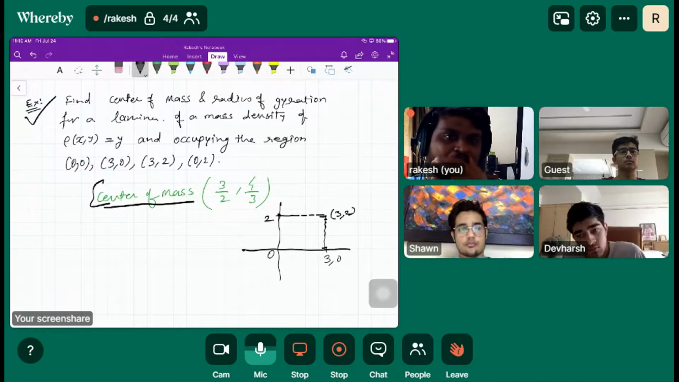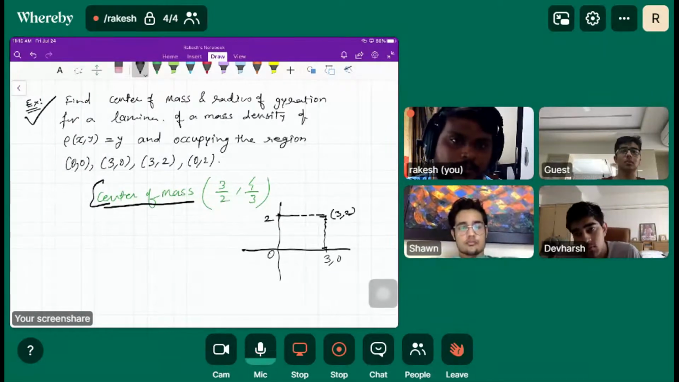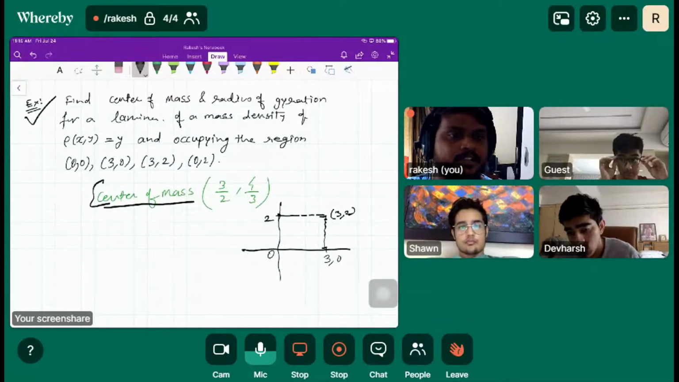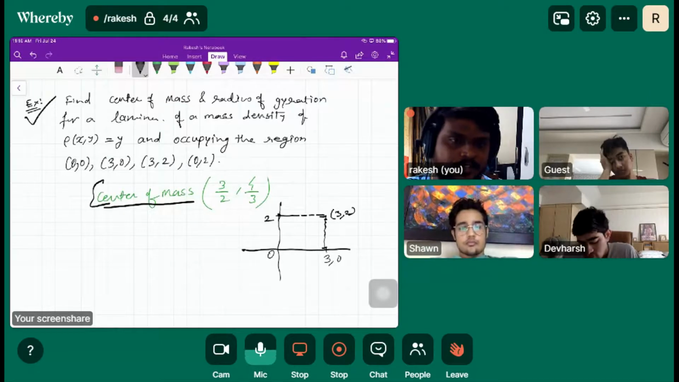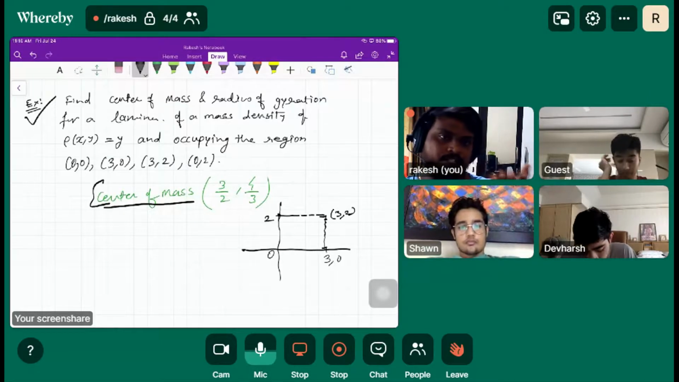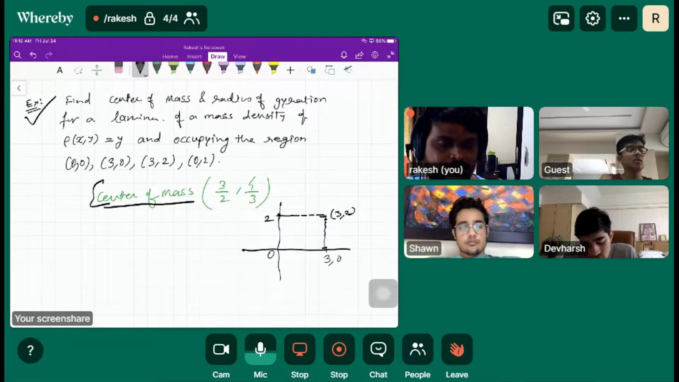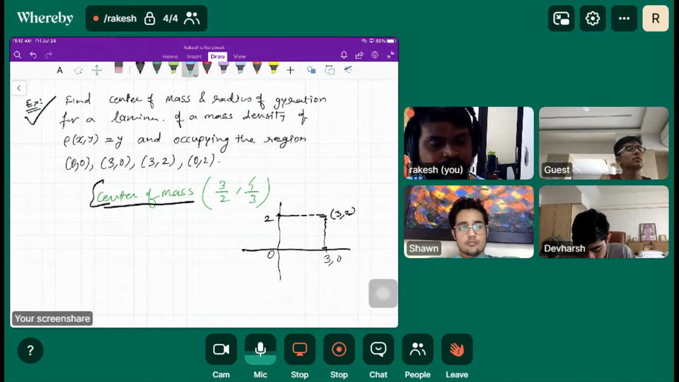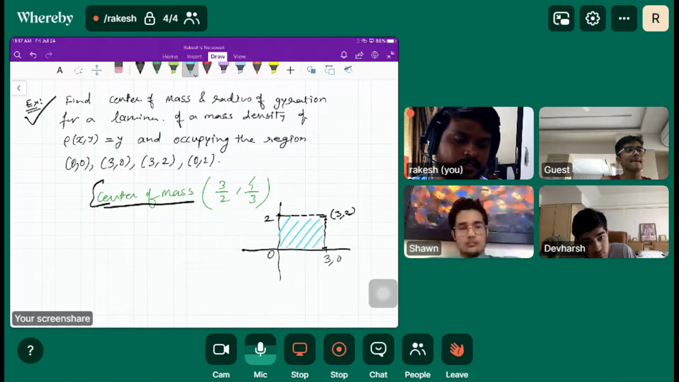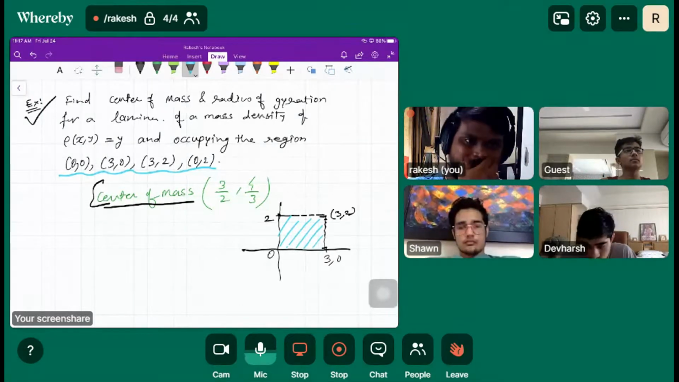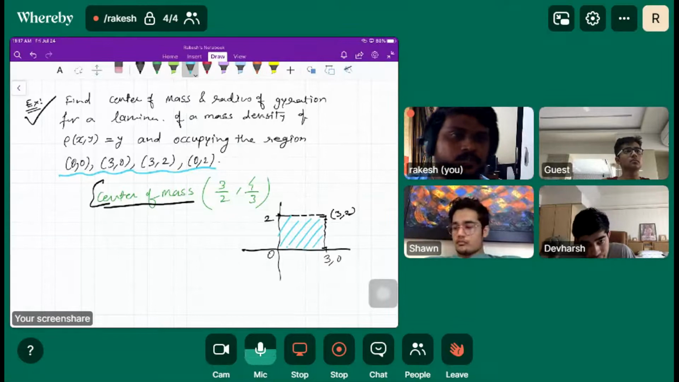Now we have to figure out the center of mass and radius of gyration of this object, this super thin object. So the region, we need to draw the region first. This is a rectangular region because x and y are bound by constants, right?